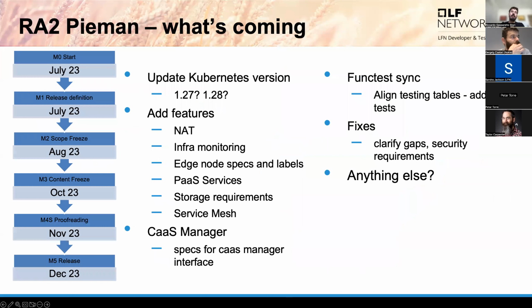So, the plan for the next release, Hyman. Well, the dates are like in the slide. We're planning to start this summer and define the release and the scope by July and August. The work on the content should then occupy September and October, with proofreading taking place in November and releasing in December.